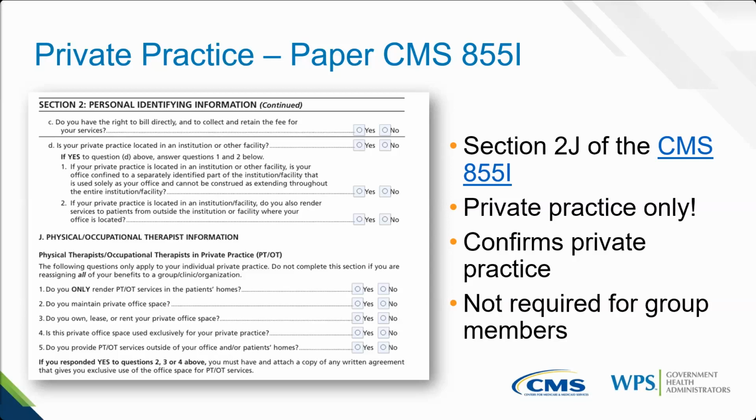So then what it says is, if you answered yes to any of the questions 2, 3, or 4, again, those are about that private space, we're asking for a copy of a written agreement that is giving you exclusive use of that space for PT and OT services. Again, we're establishing private practice.